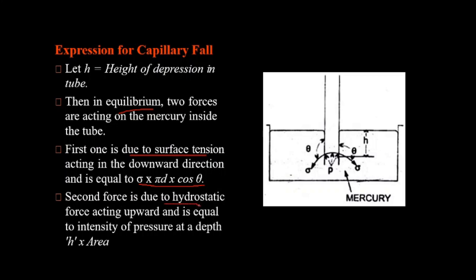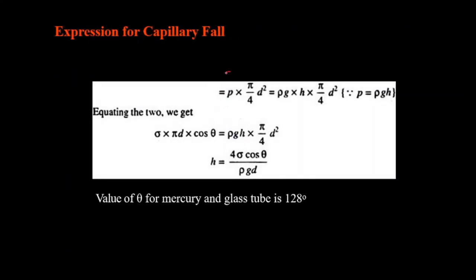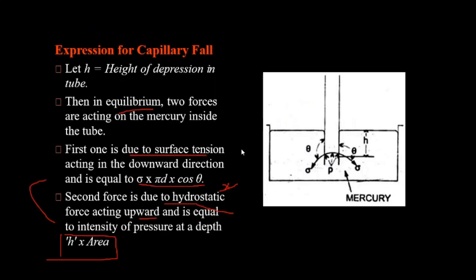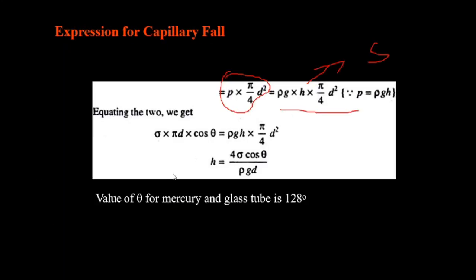The second force is due to the hydrostatic force. What is this hydrostatic force? We will learn it in the second module. Due to this hydrostatic force acting upward, it is equal to the intensity of pressure at depth h into area. When these two forces are equated, the hydrostatic force is rho g h into pi by 4 d square, and the surface tension force is sigma pi d cos theta.